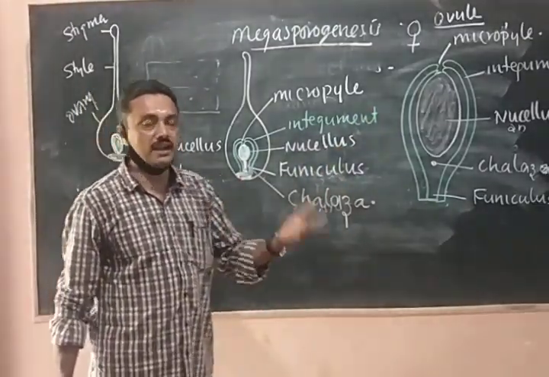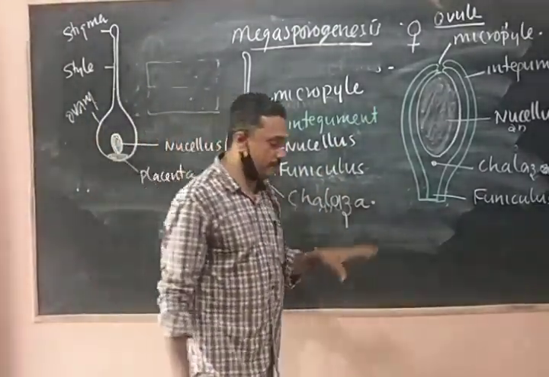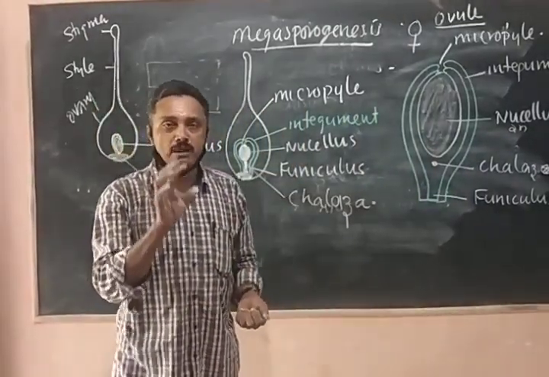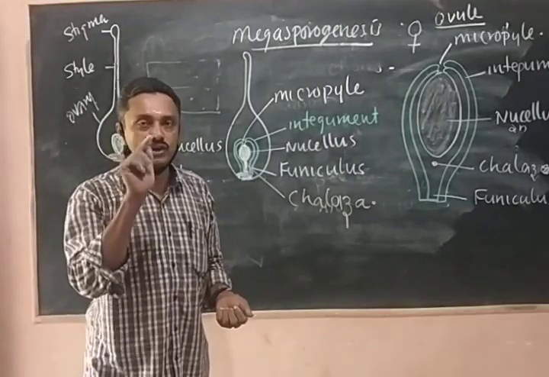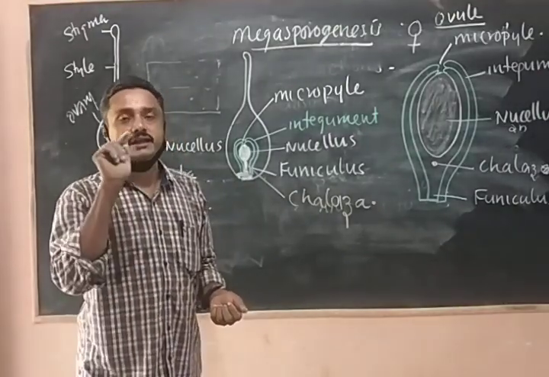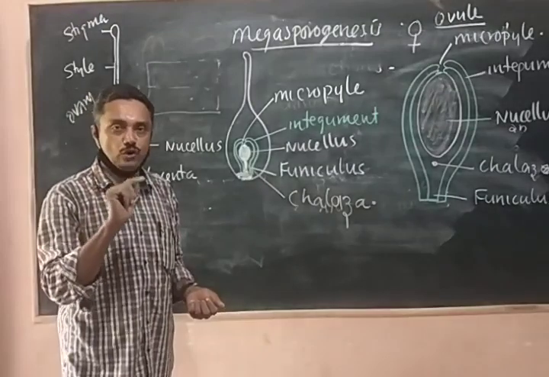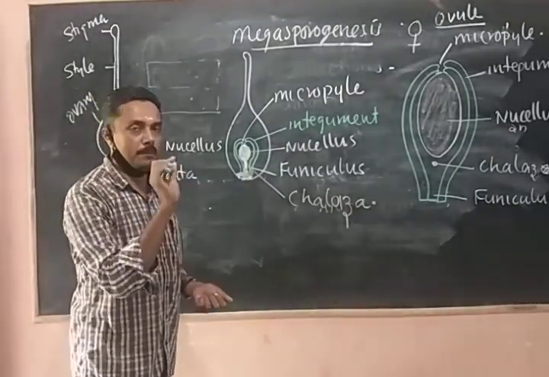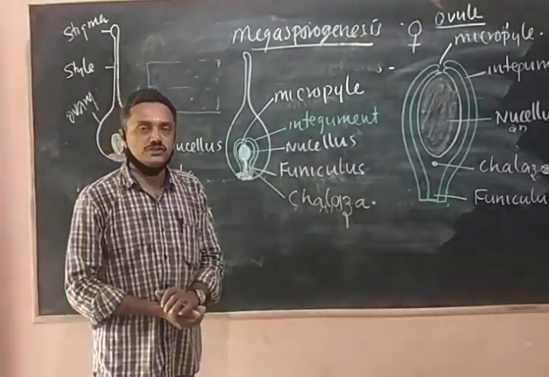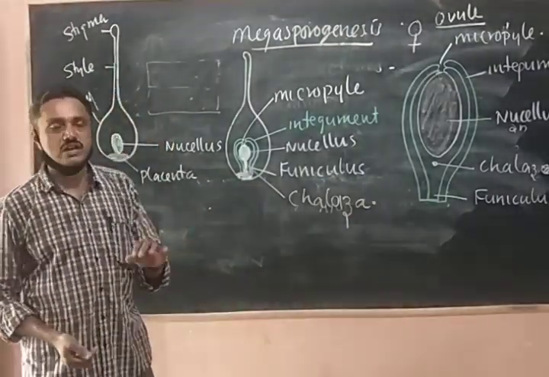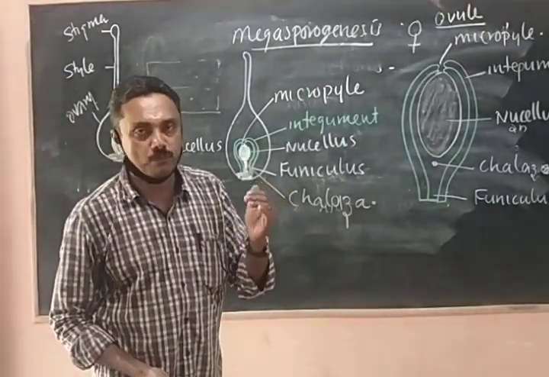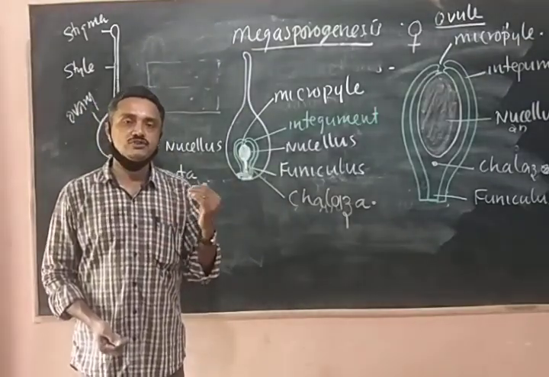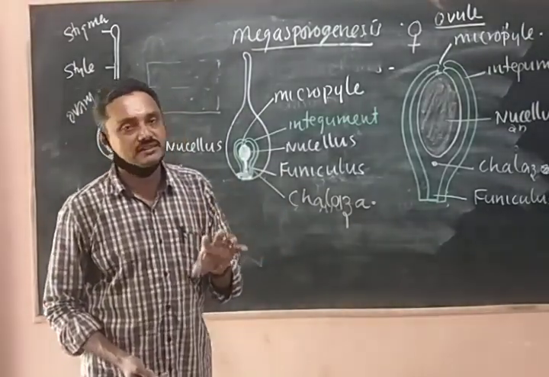I will revise once again the things explained today. First, I explained the structure of the pollen grain. The pollen grain has a two-layered covering, outer exine and inner intine. Exine is sporopollenin, intine is cellulose. Openings called germ pores are present on the exine, which is spinous in appearance, and through them the germ tube comes out. Inside the pollen grain there are two cells, a large vegetative cell and a small generative cell. The generative cell divides into two male gametes. The pollen grain at the two-cell stage becomes the male gametophyte at the three-cell stage.